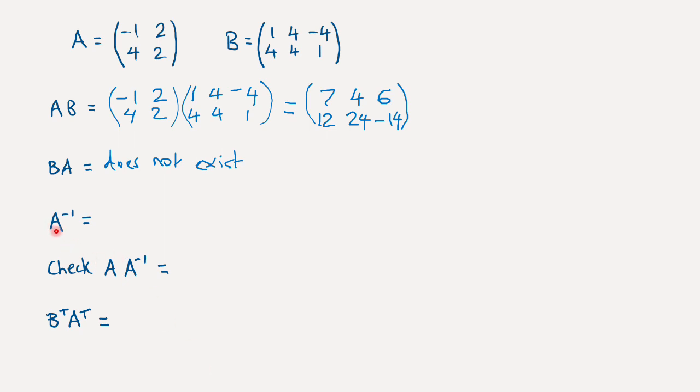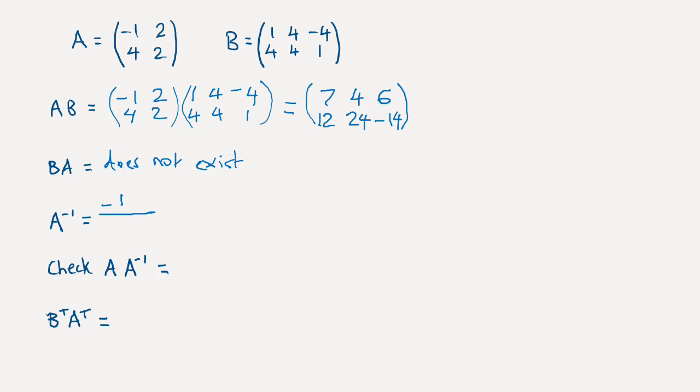How about calculating a matrix inverse of matrix A? What does that look like? To do that, first thing is to calculate 1 divided by the determinant of matrix A, and the determinant of matrix A is these two numbers multiplied together, so minus 1 times 2, subtract these two numbers multiplied together, so minus 8, so minus 2 minus 8, so minus 10.